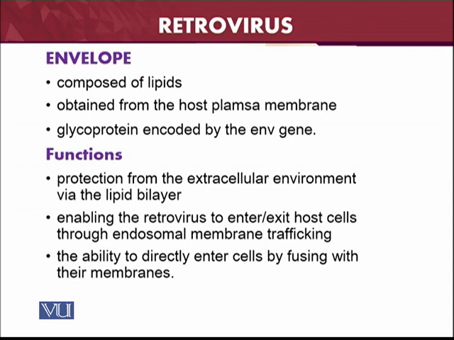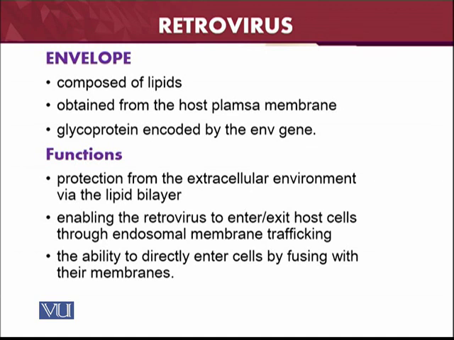Actually, the lipids are not constituents of the virus itself, but are obtained from the host plasma membrane. Then the glycoprotein is encoded by the envelope gene. The most important function of the envelope is to protect the capsid from the external environment. It provides protection from the extracellular environment via the lipid bilayer. The lipids form two layers in the envelope, so it is very strong and can protect the virus from the extracellular environment, enabling the retroviruses to enter and exit the host cell.